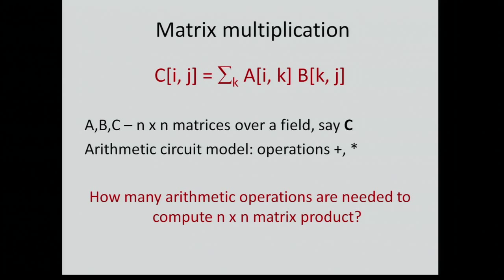Okay, so matrix multiplication: we're given two n by n matrices. You want to compute their product, which is also an n by n matrix. Let's say the entries of the matrices are over some field, let's say the complex numbers. I want to know how many arithmetic operations I need to compute this product, where the operations I allow are additions and multiplications in the underlying field.